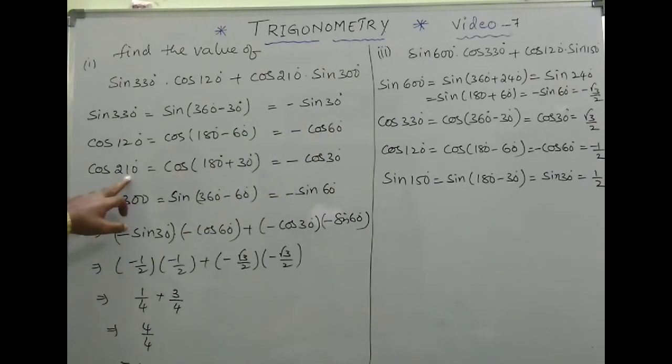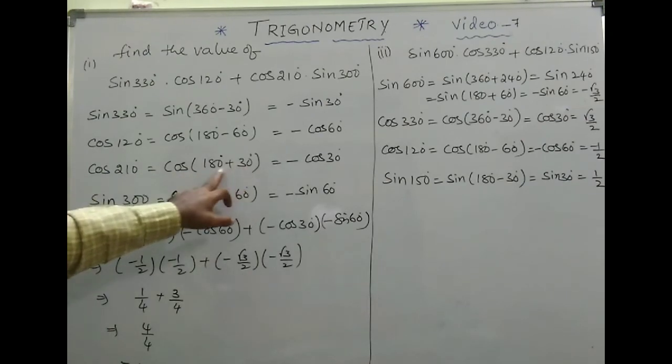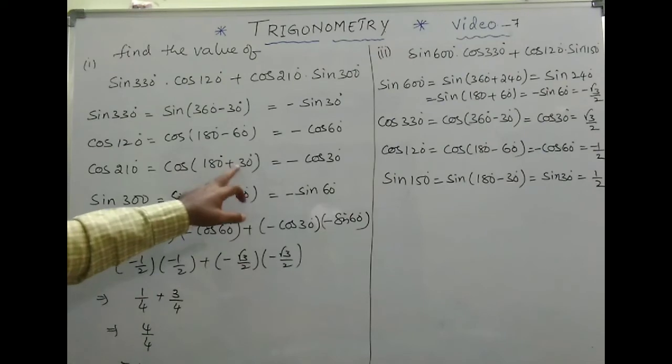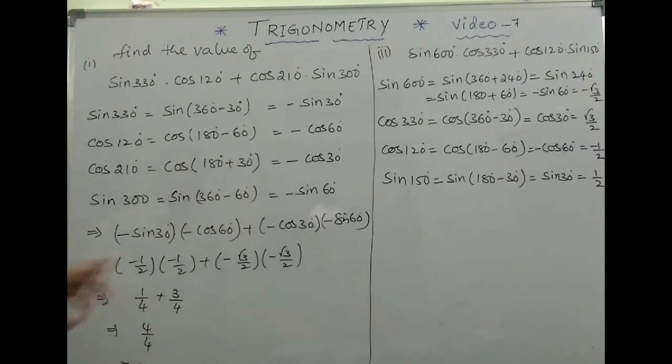In the same manner, 210 I can write as 180 plus 30, and 180 plus theta is in the third quadrant, hence once again cos is negative. Similarly, sin 300 is minus sin 60 degrees. So let us substitute these values in the given question.